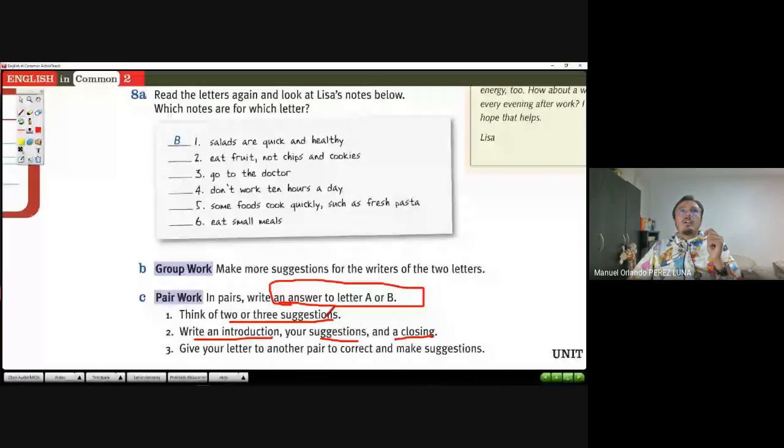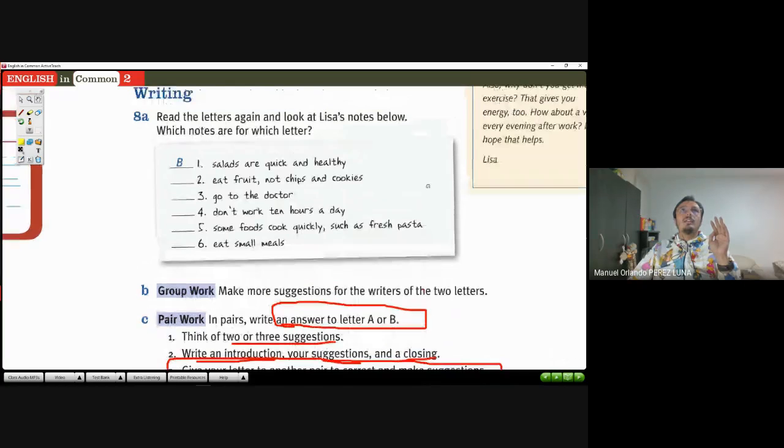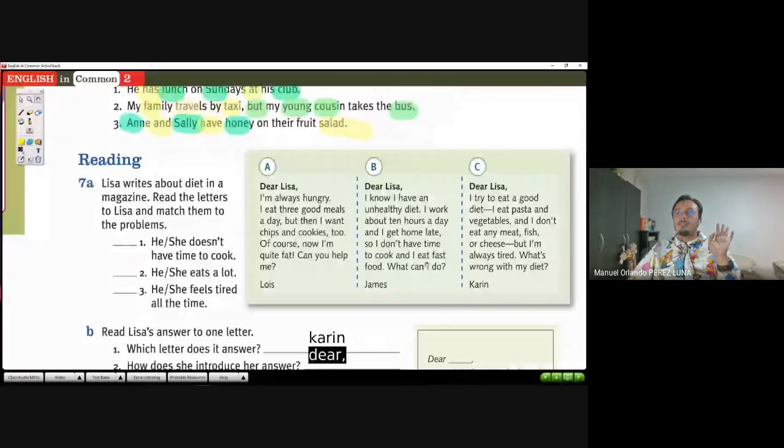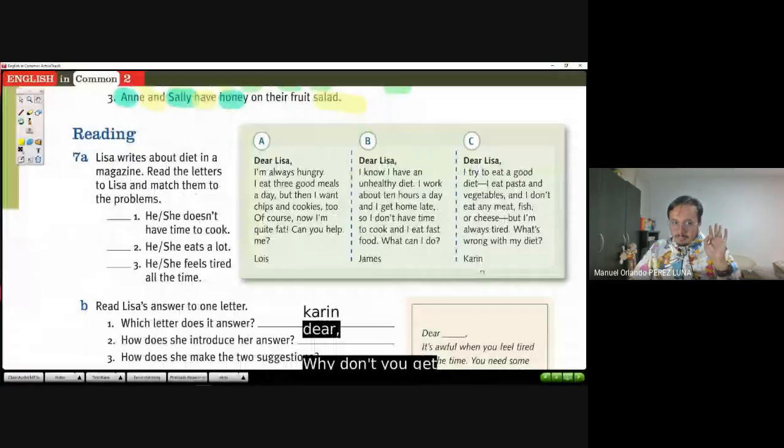Luego le van a dar esta tercera, no la van a hacer. Este tercer punto no va a ir incluido, ¿cierto? Solamente vamos a pensar las sugerencias y vamos a escribir la respuesta a ustedes que le recomendarían a estas 2 personas para mejorar su dieta. ¿Qué le recomendarían a Luis y a James? Y tienen como base esta respuesta. ¿Entendido?